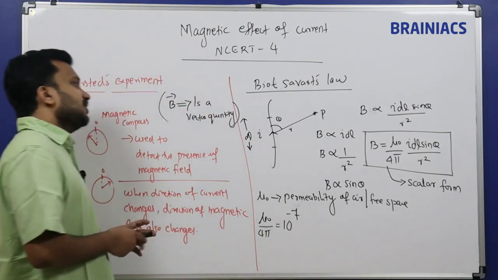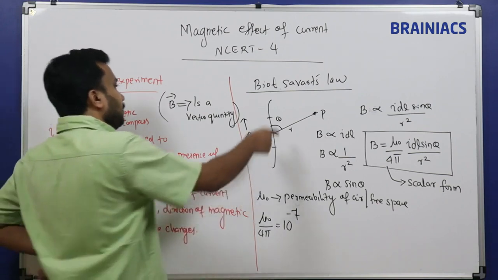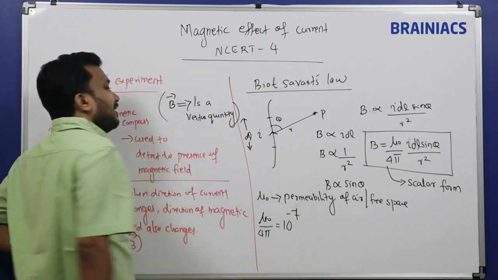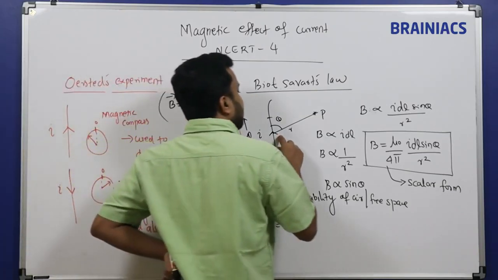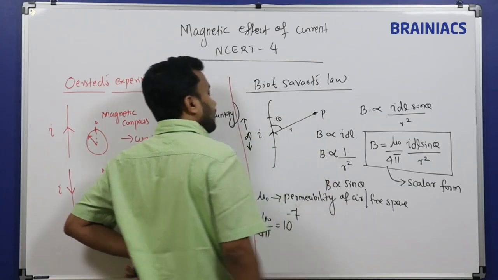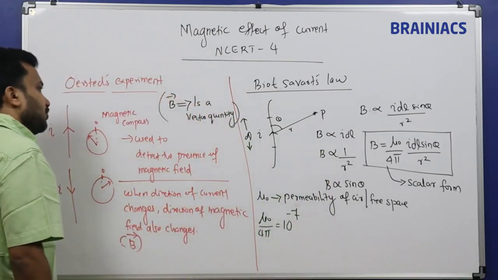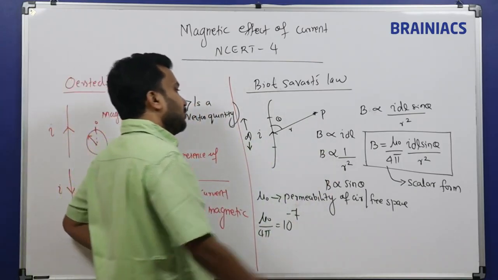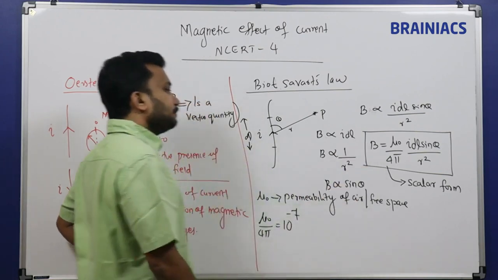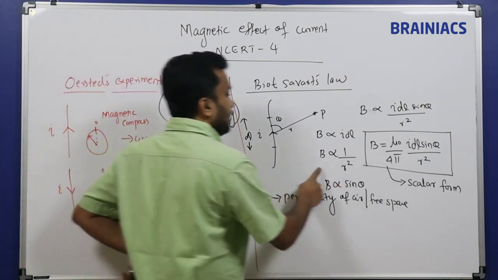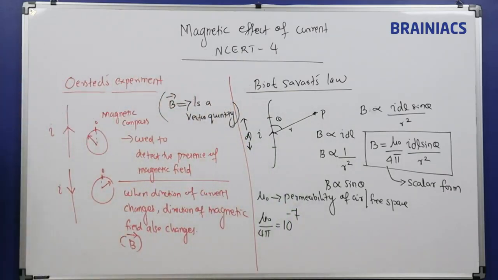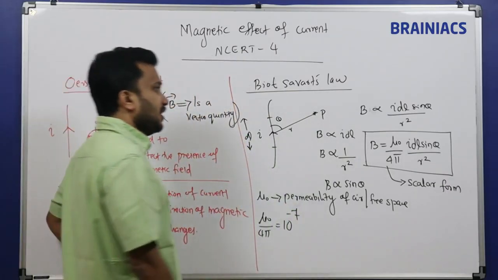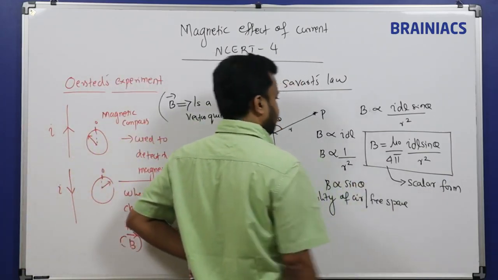Biot-Savart's law states that whenever current is passing through a current element I dl, the distance between the current element and the point is called r. So B is proportional to I dl, B is proportional to 1 by r square, and B is proportional to sine theta. By combining all this, B is equal to mu 0 by 4 pi I dl sine theta by r square. This is a scalar form.